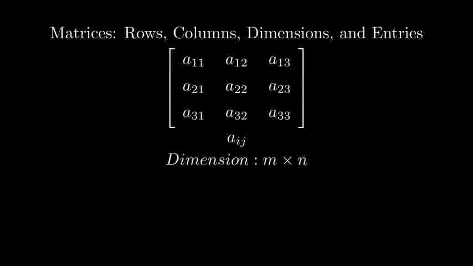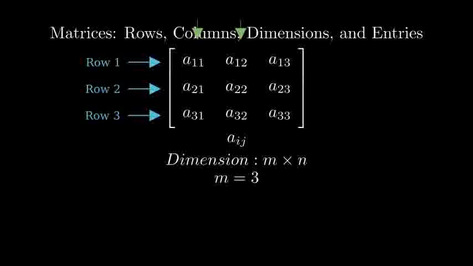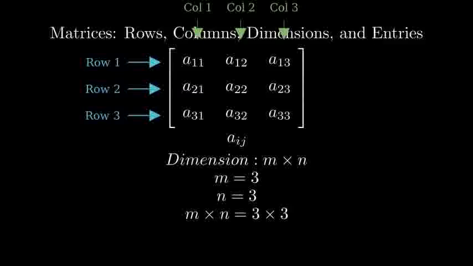The matrix has M rows and N columns, and the dimension of the matrix is the number of rows by the number of columns. This matrix has 3 rows, so M equals 3, and 3 columns, so N equals 3. This means that our matrix is a 3 by 3 matrix.